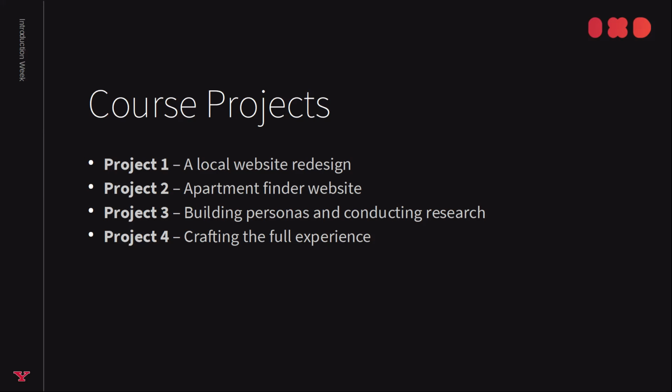In this course, you will complete 4 major projects. First, a local website redesign. Next, an apartment finder website. And finally, we will design a custom app. We will break this final project into 2 parts. In the first part, we will learn more about user research by building personas and conducting user interviews. Then in the final project, we will bring everything that we have learned together to design a full experience.